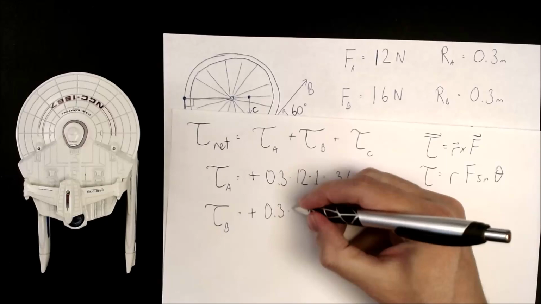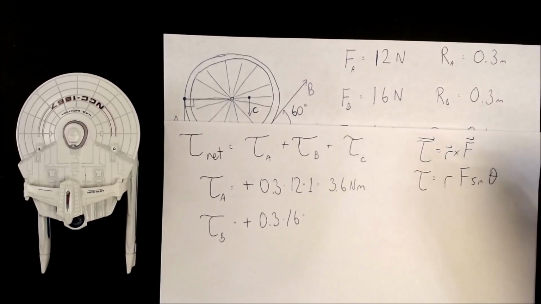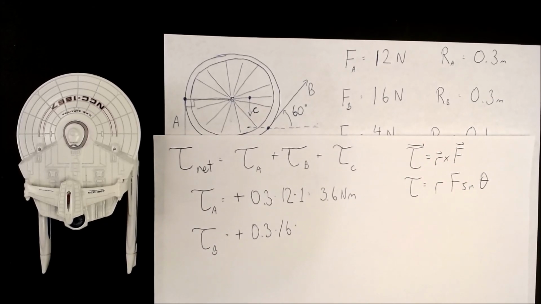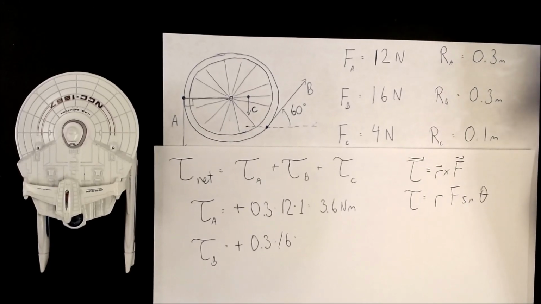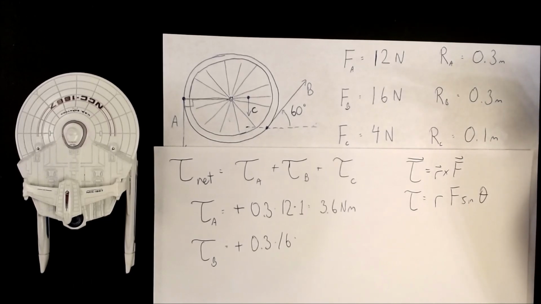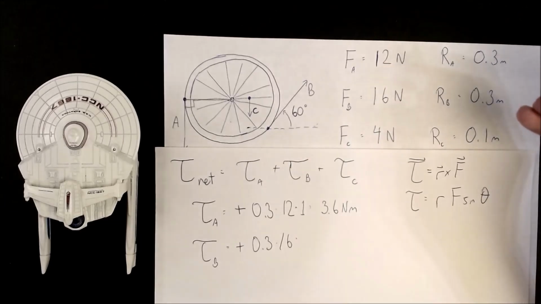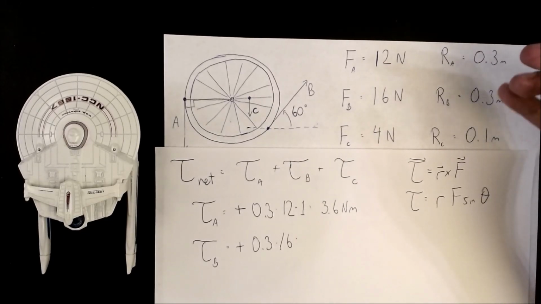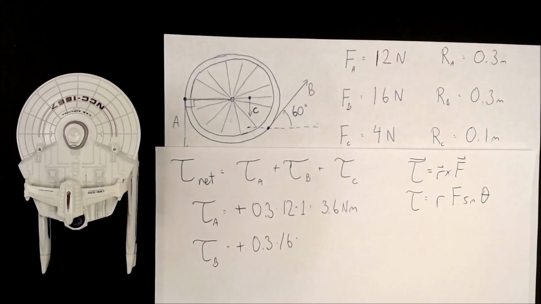times force 16 newtons times, oh, we need to have the sine of theta here. Take a look at this and tell me what you think about the sine of theta. Where is theta? What is theta? How are we going to find that? Is theta just 60 degrees? Is it 30 degrees? Look at how I've drawn this here. And remember how we find the angle. I'll give you a second to think about that before I go on.